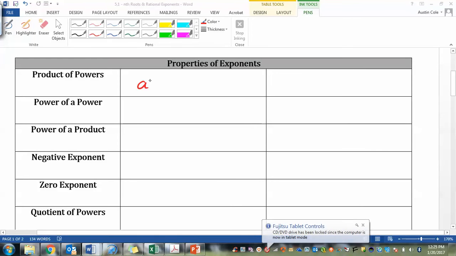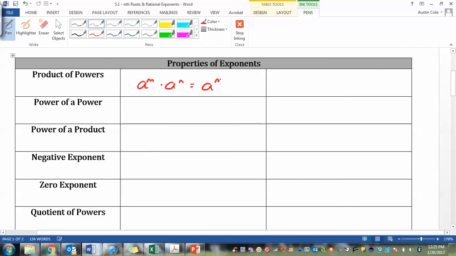So if I have A to the M times A to the N, that is going to equal A to the M plus N. And you're like, what? What does that mean? Well, that's why I've got another box here. We're going to do it with numbers over here. So if I have, let's just say, x to the second times x to the fifth, well, I'm going to add my exponents, M plus N. So this is going to be 2 plus 5, which is 7. So our answer here would be x to the seventh.